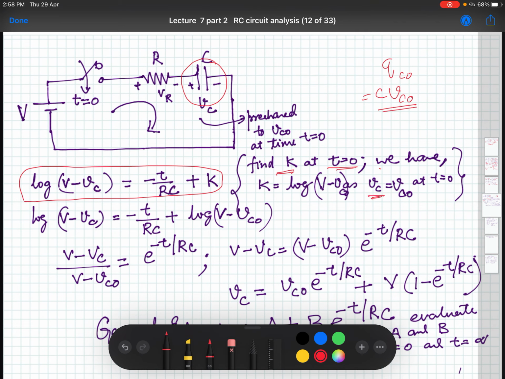the voltage across the capacitor, Vc, was Vc0, because that was actually pre-charged. The capacitor charge was there. So actually Vc across the capacitor was Vc0. Now at that time the value of k becomes this much, so we put the value of k as this much. Earlier, since Vc was 0, it was only log V here.